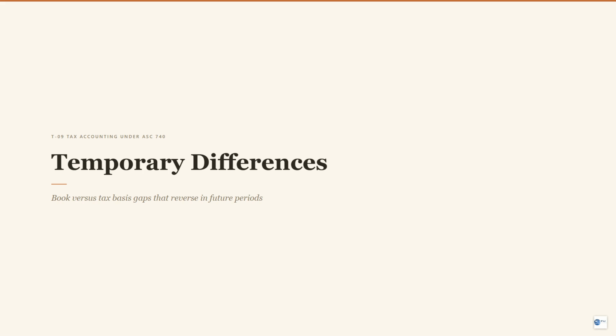So let's walk through both categories and the examples that define them. Start with temporary differences, because these are the ones that actually drive deferred tax accounting. A temporary difference is a gap between the book value of an asset or liability and its tax basis that will reverse in a later period, creating a future taxable or deductible amount. Every deferred tax asset and every deferred tax liability on the balance sheet traces back to a temporary difference. Nothing else creates them.